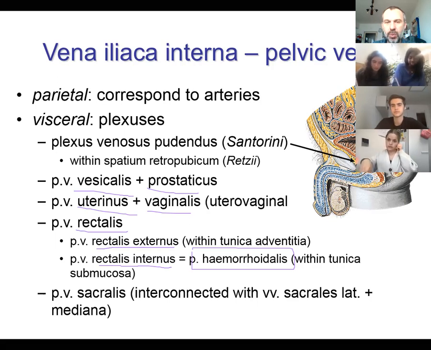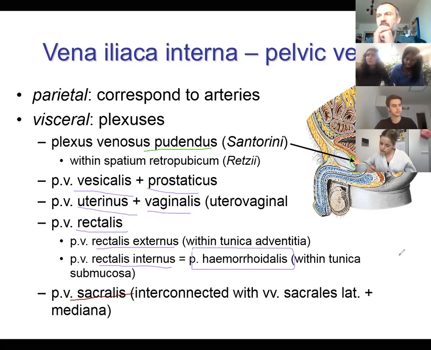And then we have two more: ventrally is one, that's pudendal, and dorsally is the other, which is called sacral, between the rectum and the anterior aspect of the sacral bone. So we have sacral and pudendal venous plexus. And that's it.